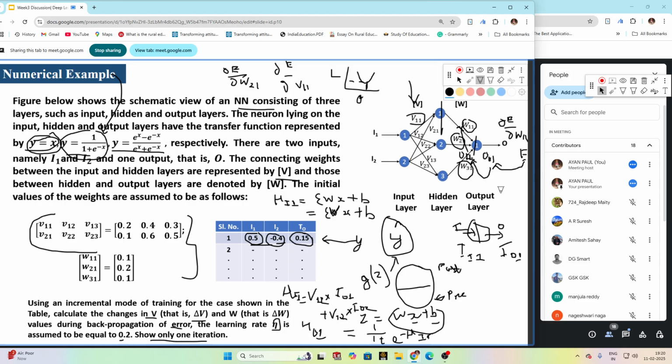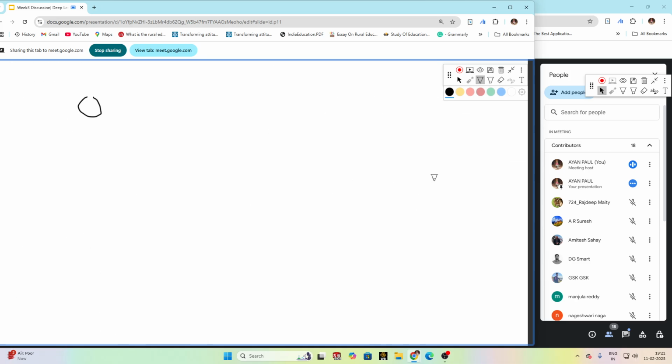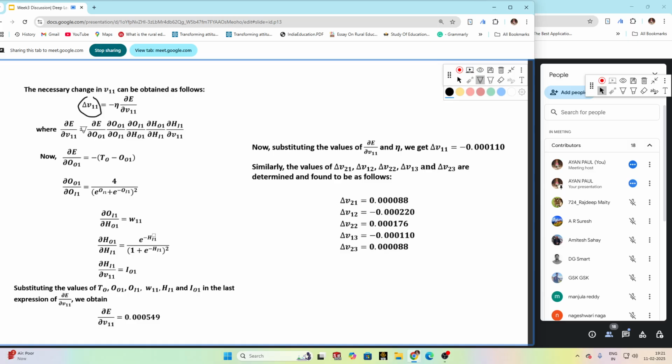Okay, so again I am telling you what the path is. First we have to go from E to O1, from O1 to OI1, from OI1 to HO1, from HO1 to HI1, from HI1 to V11. Similarly, we have to calculate for all the weights. So that is how it has been written: del E by del V11 will be equal to del E by del O1, O1 to OI1, OI1 to HO1, HO1 to HI1, and finally from HI1 to del V11.